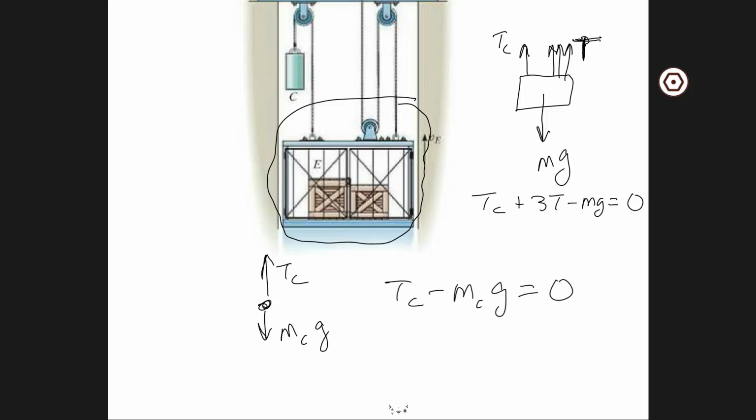How would you know if you weren't sure? You write the length of the rope. Okay, so can you solve for T?